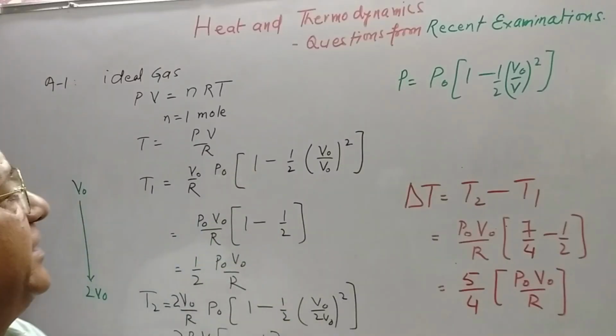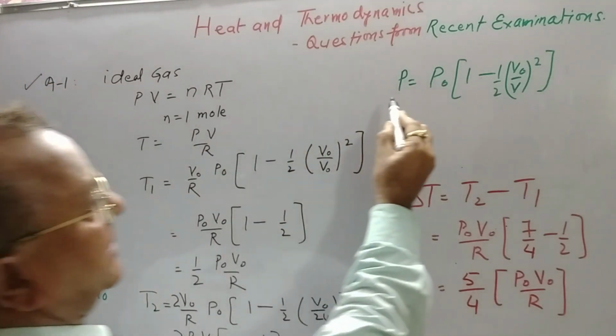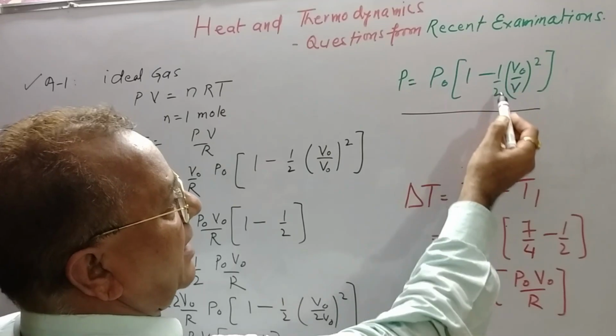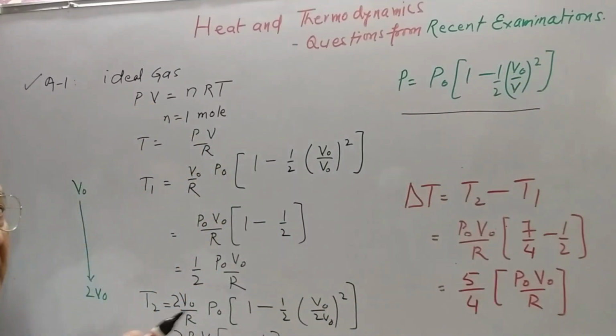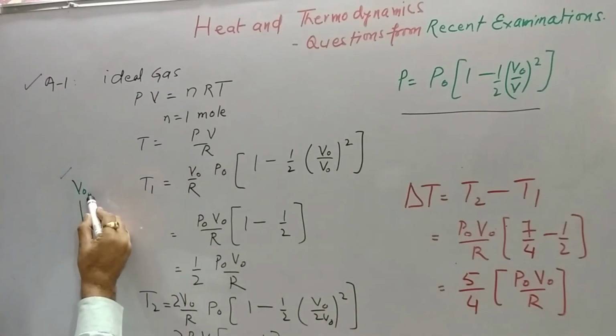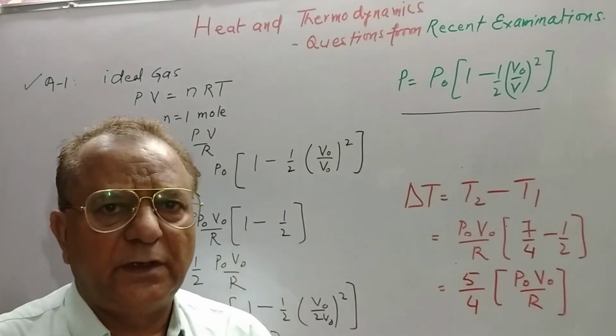The first question is, there is an ideal gas and you are given the relation P is equal to P naught (1 minus half (V naught by V) whole square). Now you have been asked that the gas is taken from volume V naught to 2 V naught. You have to find out the difference of temperature.